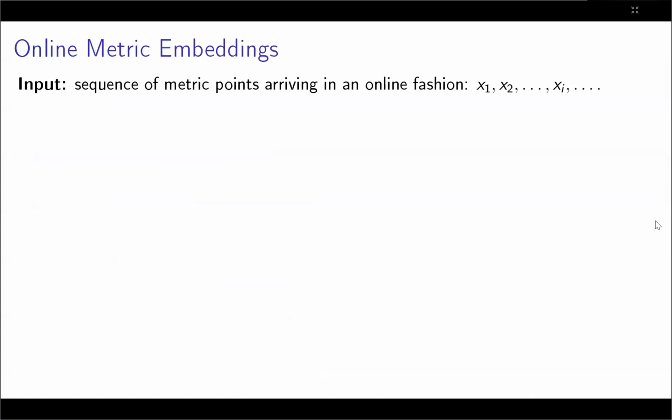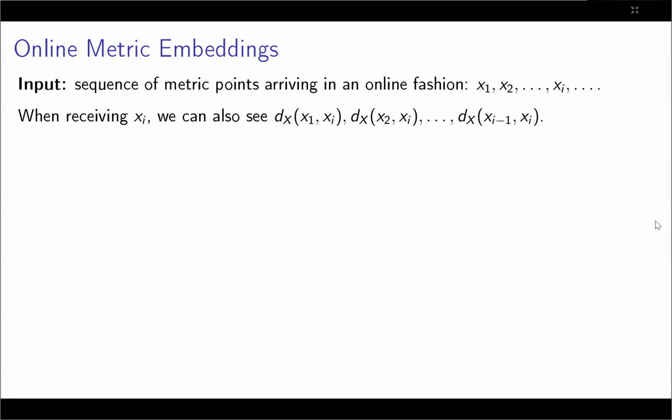So the first thing I want to discuss after this is online metric embeddings. So consider the following. You have metric points arriving one after another. And each time you see a metric point, you want to embed it somewhere. Suppose, for example, each time you see a point, you know the distances to all the previous points. So when I get to the second point, I know the distance to the first one. When I see the i-th point, I see distances to all the previous points in the sequence.